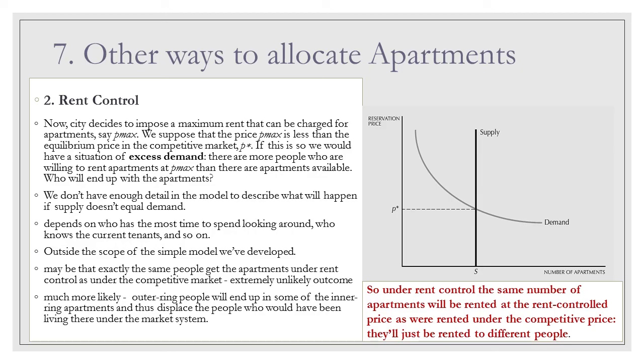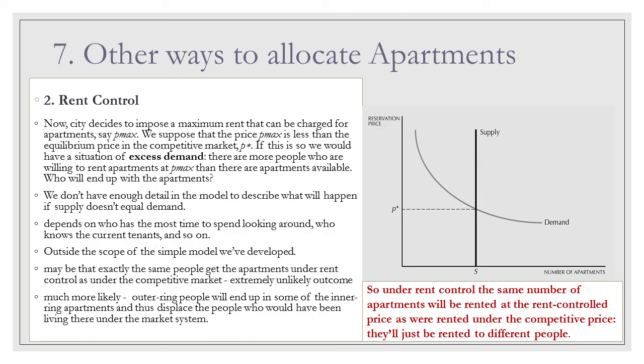But this is extremely unlikely, right? Because those who were there in the competitive market were being offered apartments at price P, right? But now the demand is going to increase and the maximum rent has also been lowered, right? So given that the demand is going to increase, it's very unlikely that the same people will be getting the apartment at this price.